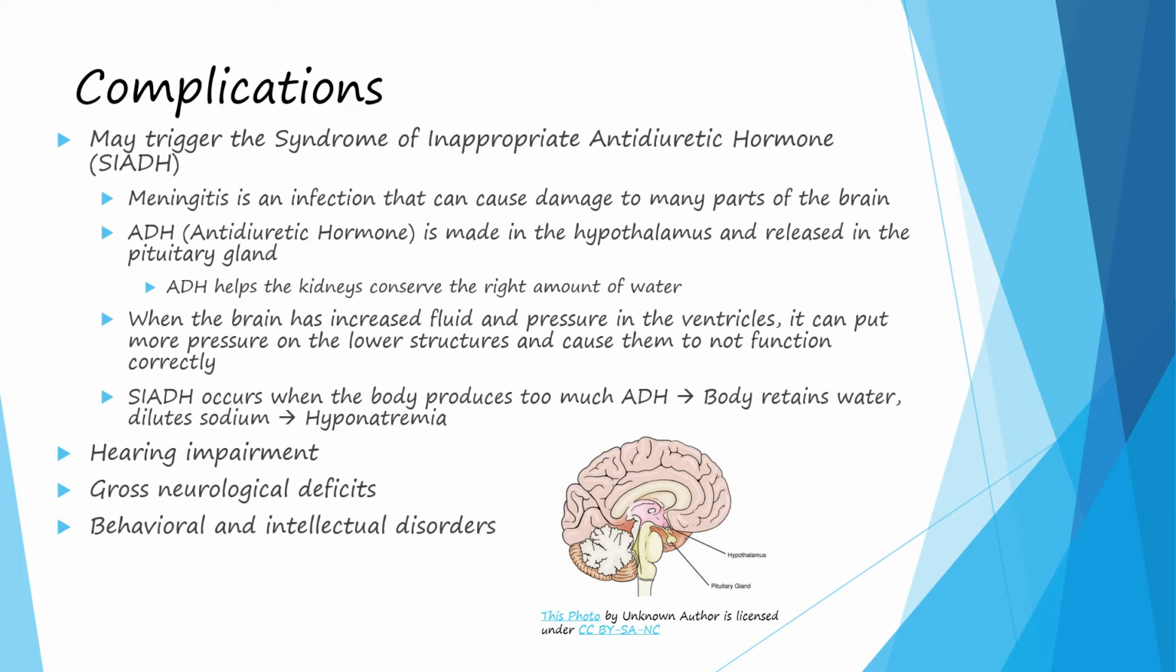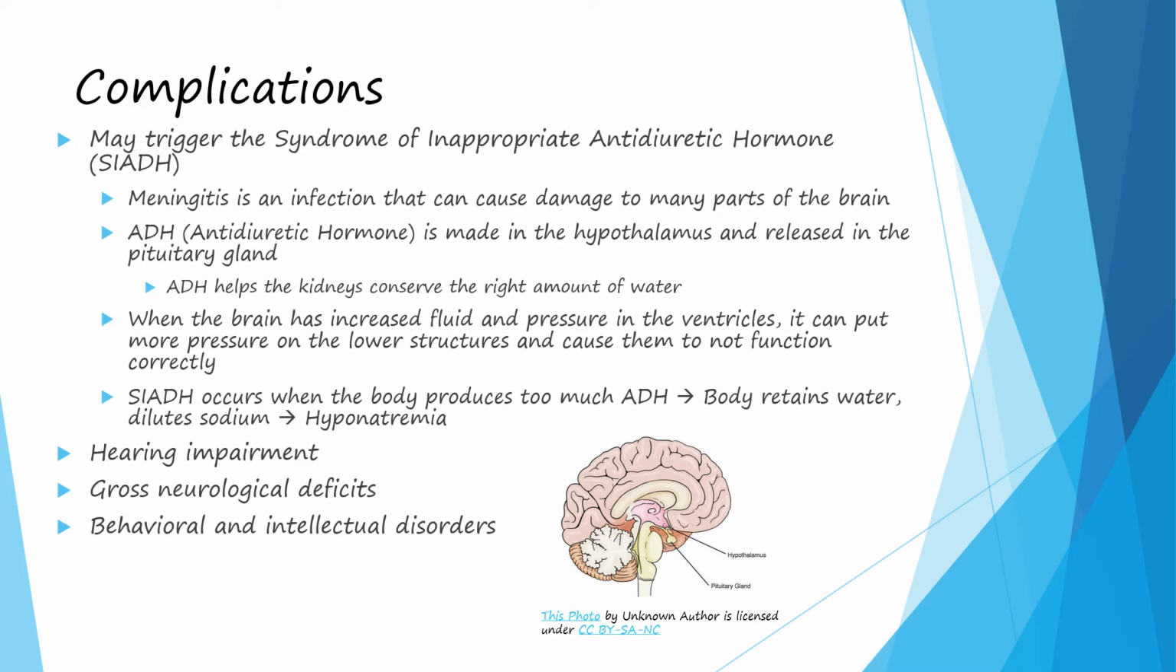So any dysfunction with this can cause a lot of problems with our fluid and electrolyte balance. When the brain has an increased fluid and pressure on the ventricles, it can put more pressure on those lower structures and cause them not to function correctly. So as you can see in the picture, the hypothalamus and the pituitary gland are lower than the ventricles and basically the whole brain itself. So any increased pressure in these structures will put more pressure on those bottom structures.